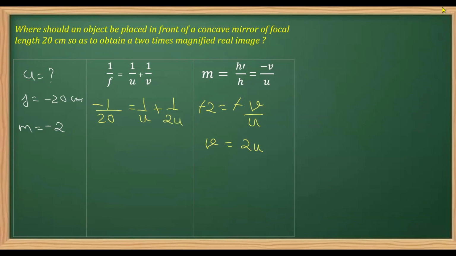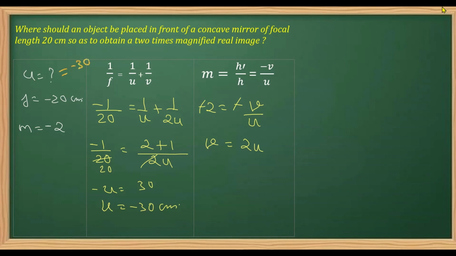Now, if I take LCM on the right hand side, we are going to get 2 times U in the denominator. So now I can cancel this by 2 times, and that results in U as how much? By cross multiplication, minus U is equal to 3 into 10, that is 30. So that means U, the object distance, is minus 30 centimeter. This much is what we have to get, and we got this as minus 30 centimeters.